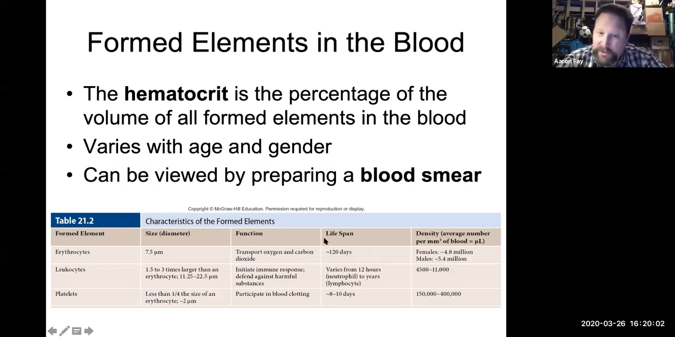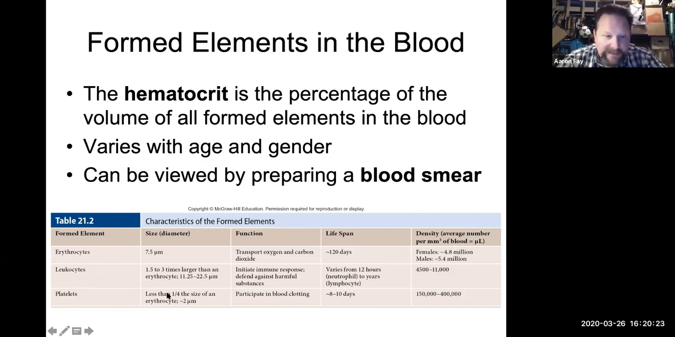And I do want you to know that they're going to last about 3 or 4 months. So your average red blood cell is only going to last 120 days. Then it gets broken down and recycled. The exact number, maybe you have to know that in physio. I'm not going to ask you that level of detail in this class.